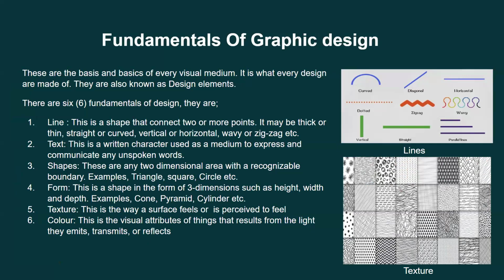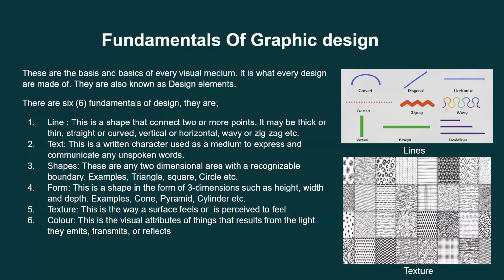Now we have the fundamentals of graphic design. We have so many fundamentals when it comes to graphic design, but I'll only be highlighting 6 of them, which are very, very important. They are core when it comes to graphic design. We have line. Line can be a shape that connects 2 or more points. We have different types of line. We have the curved lines, the vertical, the curvy, the straight, the dashed, and so on. It can also be zigzag.